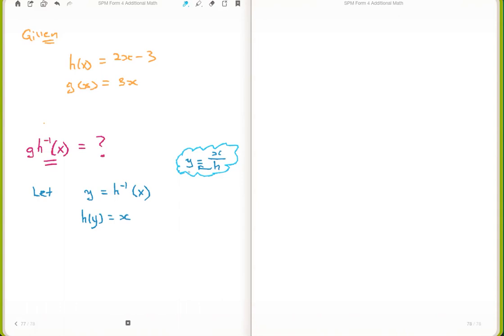Right, so I have h of y, which will be 2y minus 3 equals x. And then from here, summarizing, y will be x plus 3 over 2. I substitute back, and therefore my h inverse of x will be x plus 3 over 2.